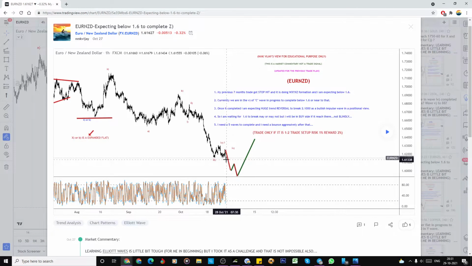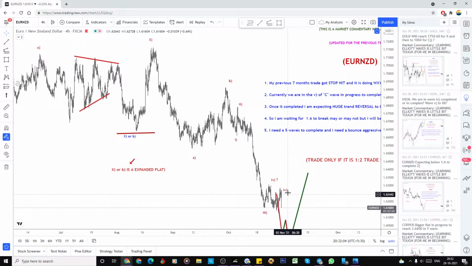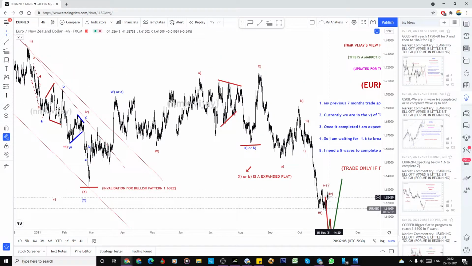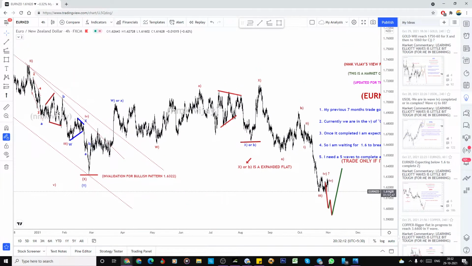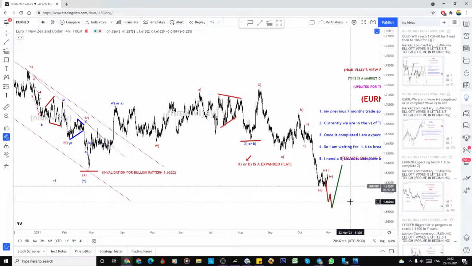See, I forgot to draw this line from here. And one more line here. So now what is it doing? Exactly, it did the irregular flat. And what I'm expecting, nearly, if it comes in the 5-wave structure to complete the structure below 1.6, I will definitely be on the buy side, because the 1, 2, 3, 4, 5-wave structure has completed.